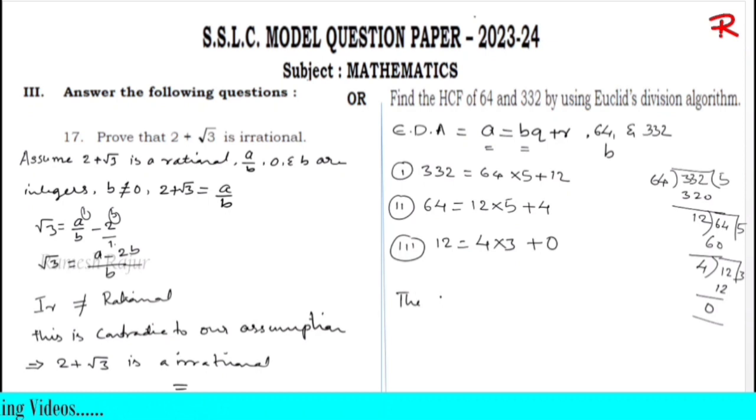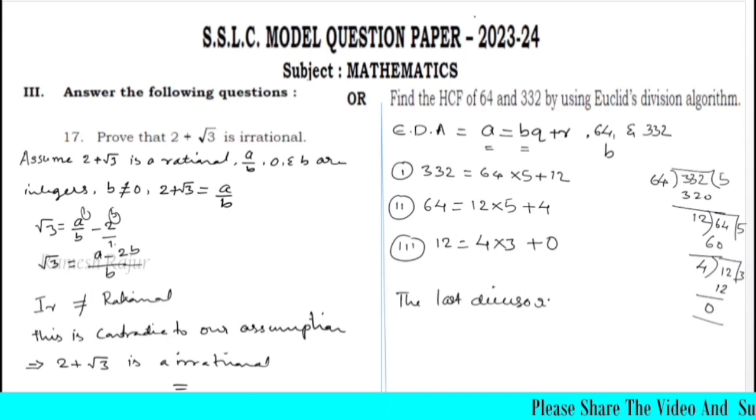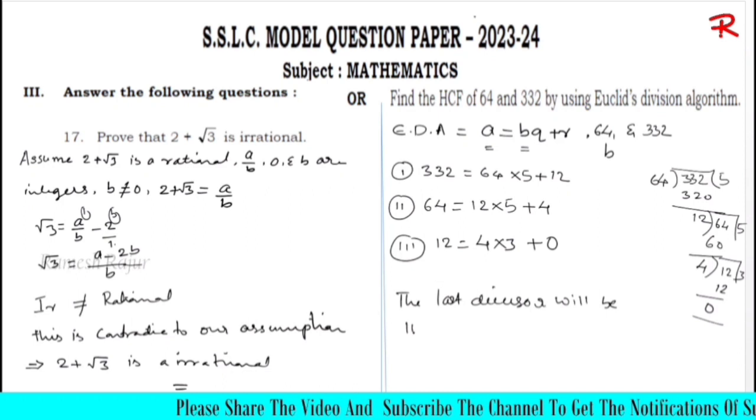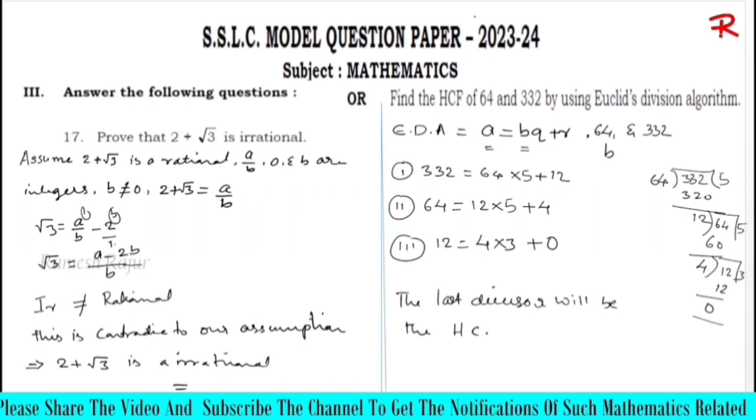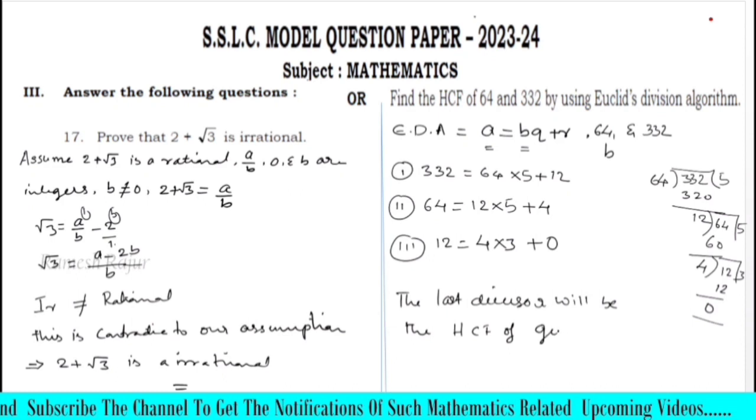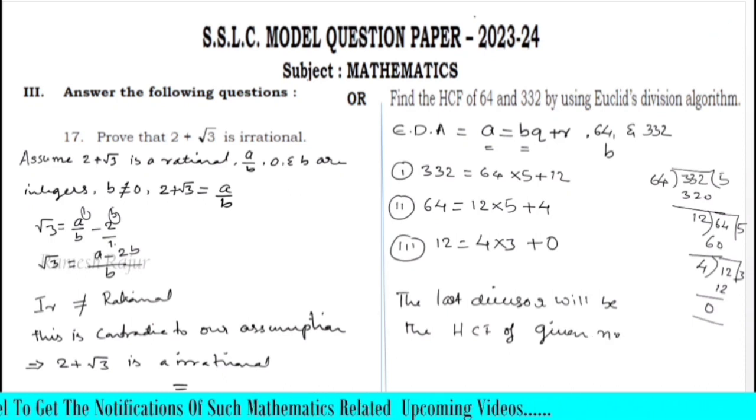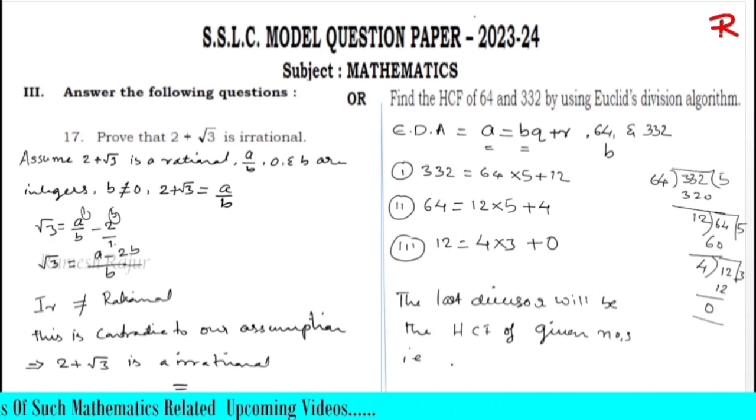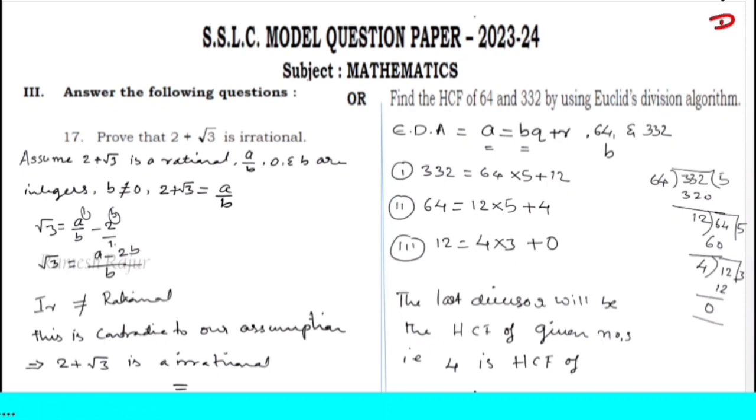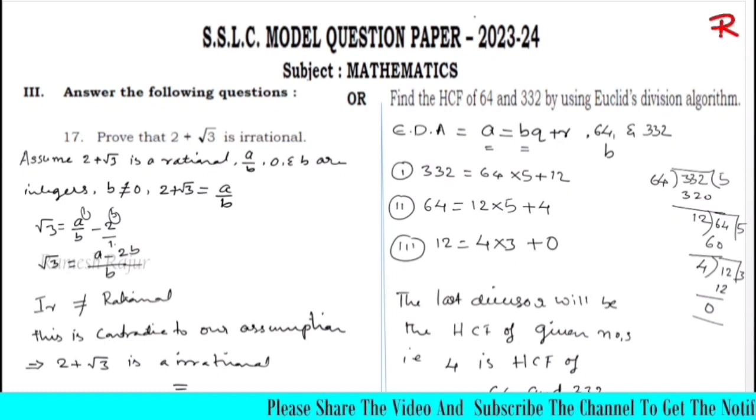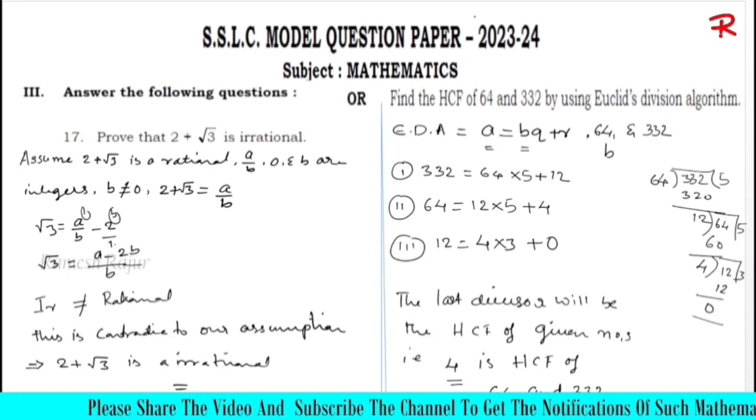The last divisor will be the HCF of the given numbers. That is, 4 is the HCF of the given two numbers, 64 and 332. 4 is the HCF here.